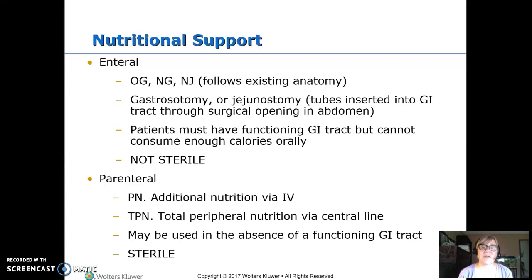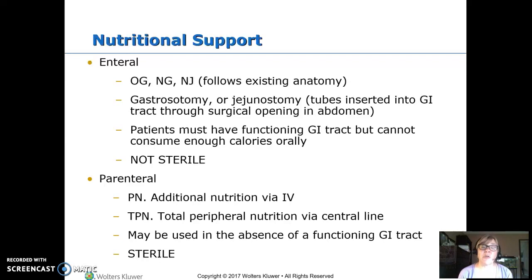So that's our gastrostomies and jejunostomies. They're surgically inserted rather than the tube through the nose or mouth. You have to have a working GI tract if you're going to put nutrition into the GI tract. Remember, this is not sterile. The gut is not sterile.